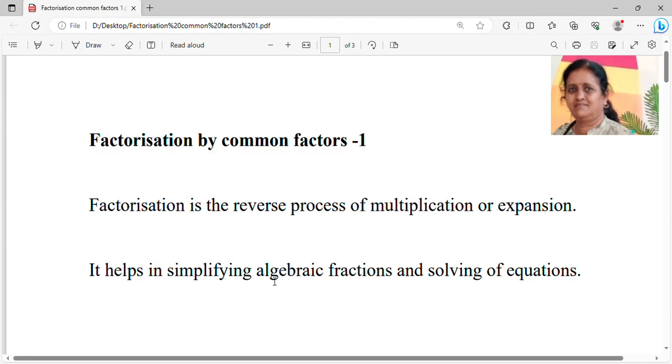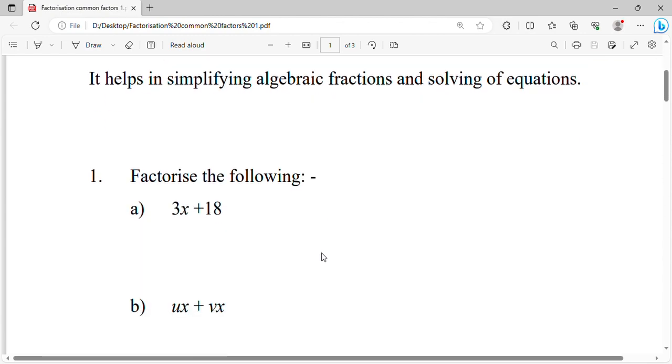There are four types of factorization, and I would be doing type 1 today, that is factorization by common factors. As the name says, we will just have to pull out the common factors. You could use the method of LCM, or you could also see what are the factors which are common in every term. It is sort of the reverse of the distributive property. Okay, let's go on to the questions.